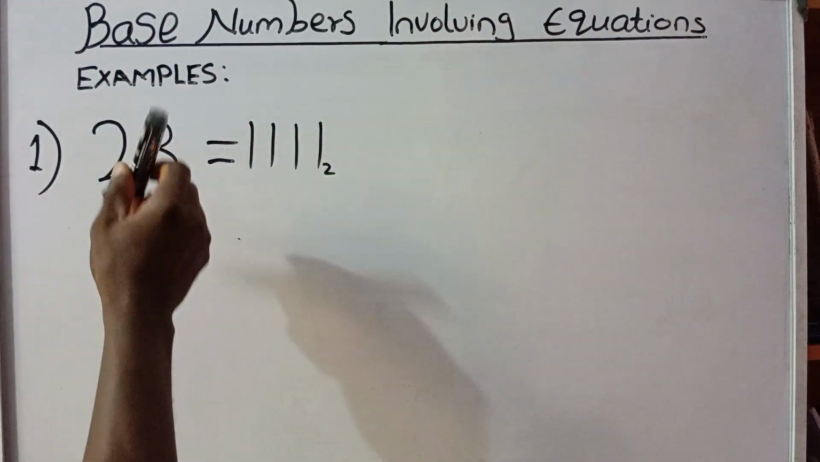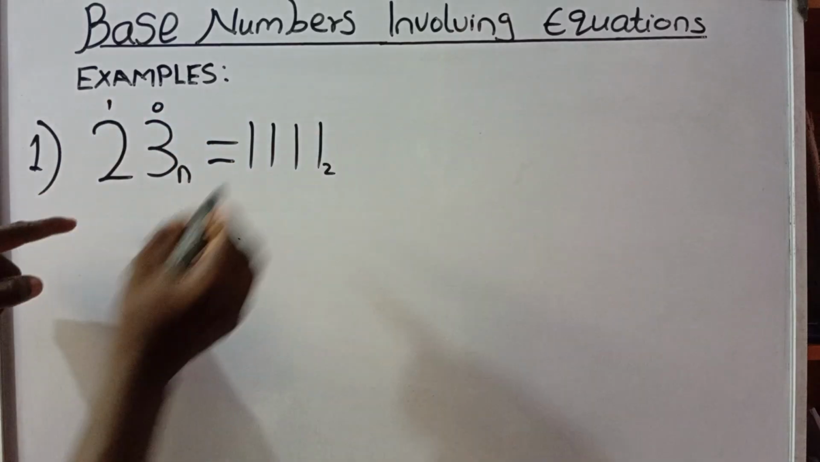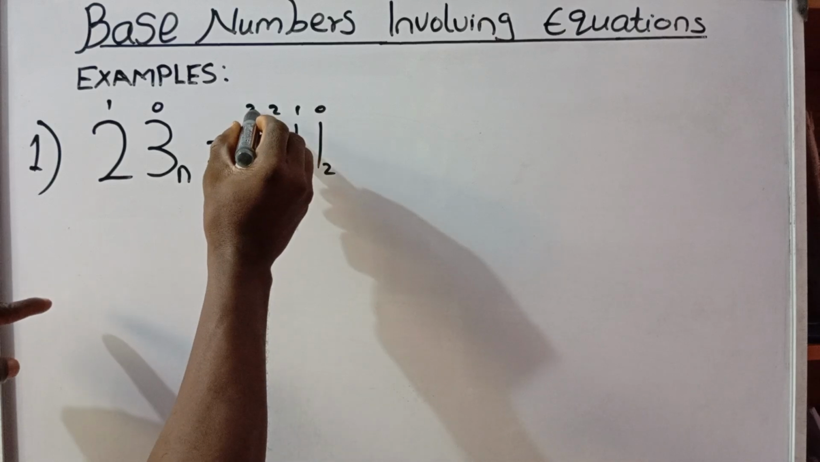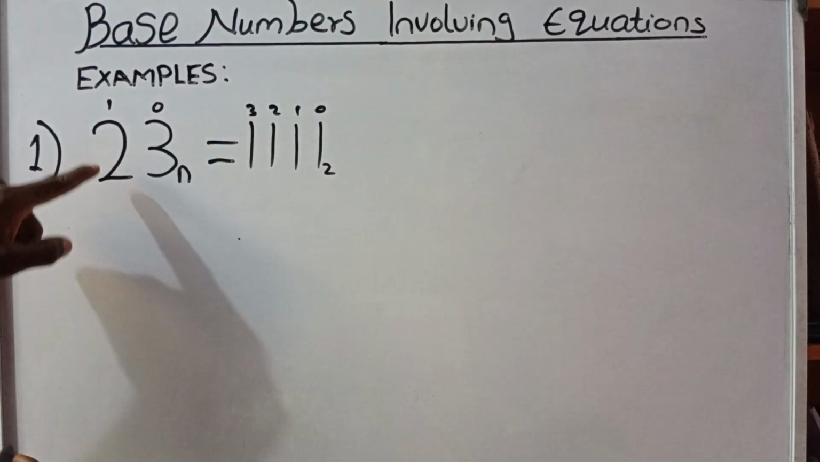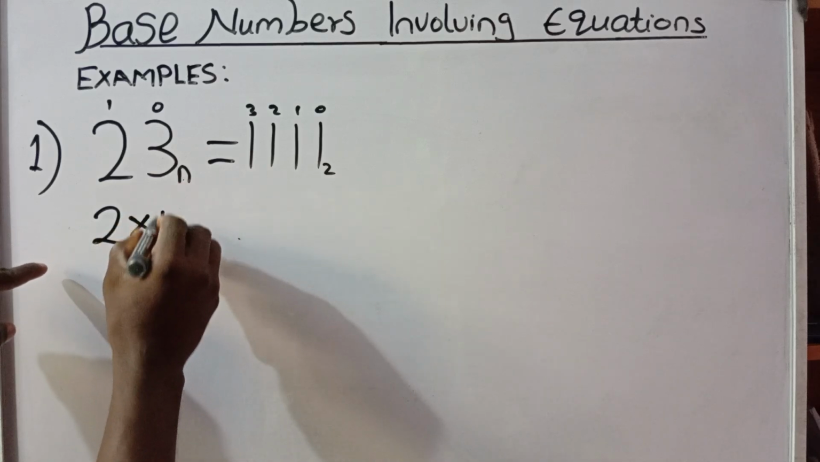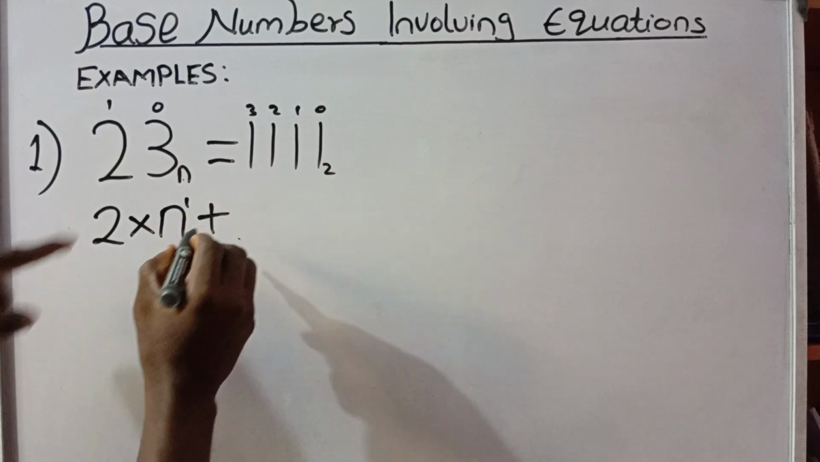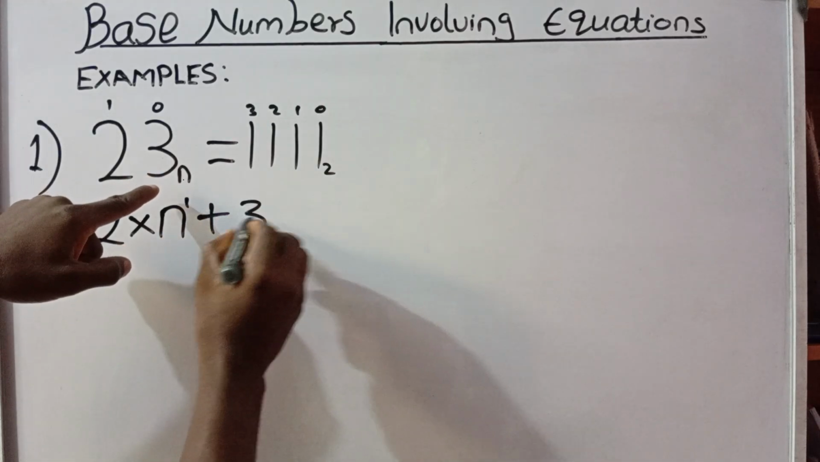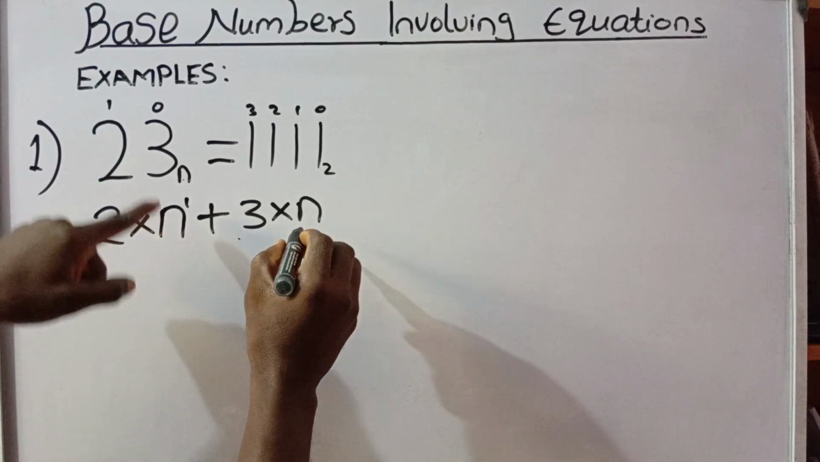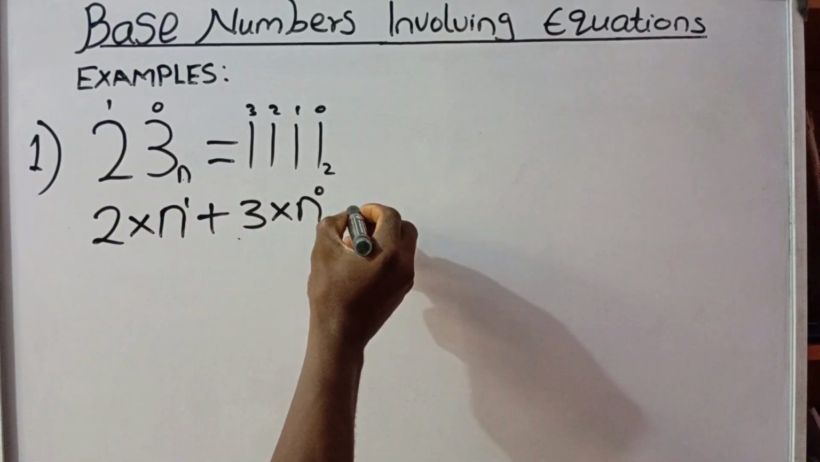So to convert this to base 10, we arrange the digits in their place values: 0, 1. For this, we have 0, 1, 2, 3. So let's start with this: 2 multiplied by the base n raised to power 1, plus, we go to the next digit, 3 multiplied by the base n raised to power 0. So that is for the left hand side.